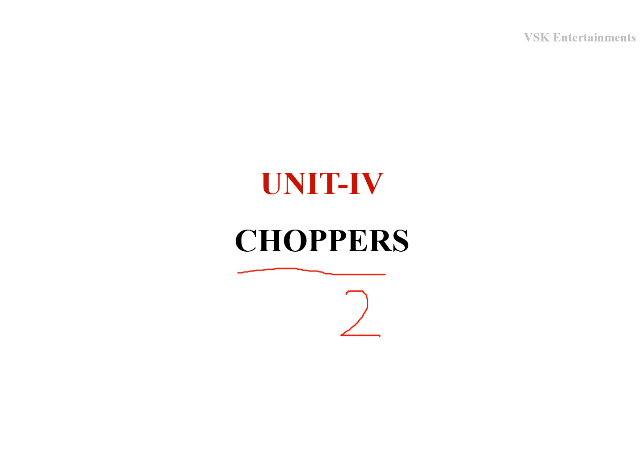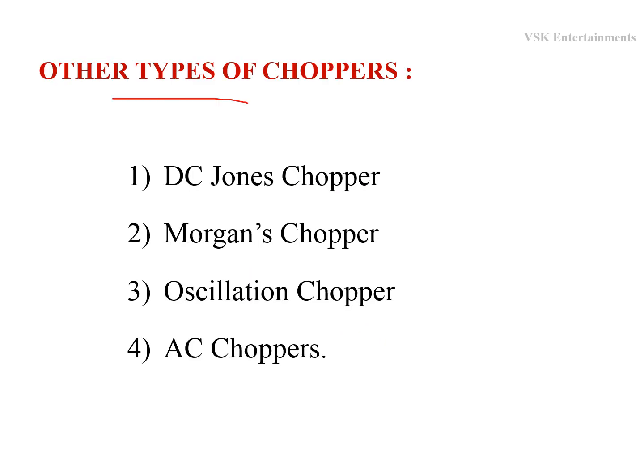Now, depending upon the type of commutation, choppers are further classified into four types. First one is Jones chopper, Morgan's chopper, oscillation chopper and AC chopper. In the first three choppers, the type of commutation we are using is class D commutation, that is nothing but forced commutation.